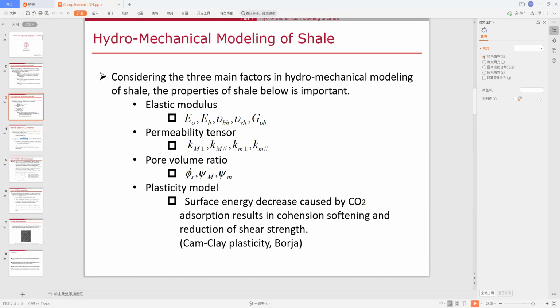For the plasticity model, the surface energy decrease caused by carbon dioxide absorption results in cohesion softening and reduction of shear strength, which will influence the plasticity model here. So now you know these parameters or factors are important in shale modeling. I will show you that carbon dioxide will influence all the content here later.